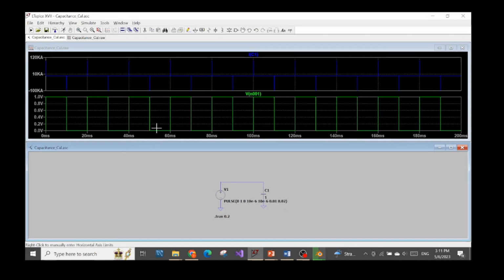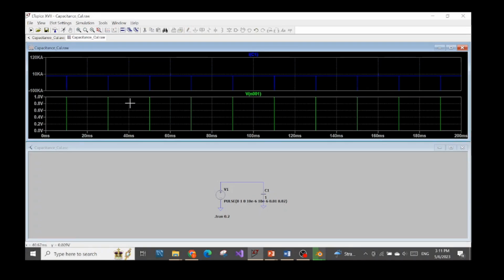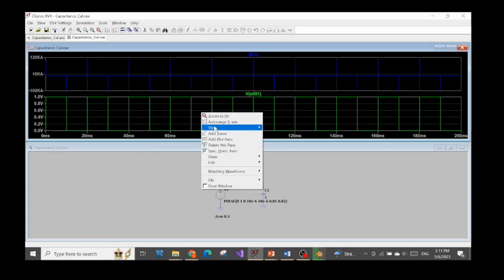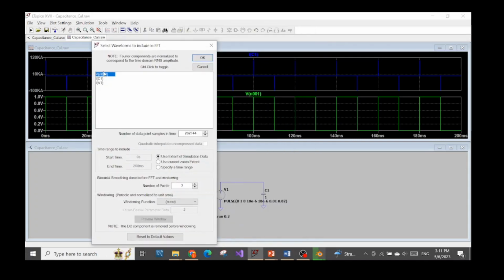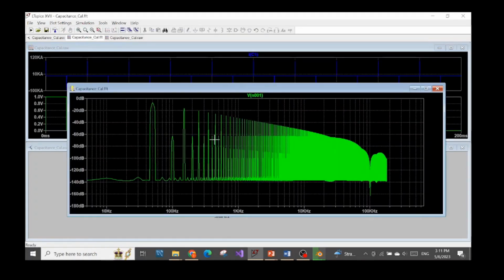But here we already have the FFT algorithm built into our LTSpice. We just need to apply it. So I go back here, and I will apply my FFT on the voltage first. Right click, choose View, choose FFT, and we choose our voltage, which is of course V(N001). You can see the name of our signal. Apply FFT to this signal. And here is the frequency domain of our voltage.